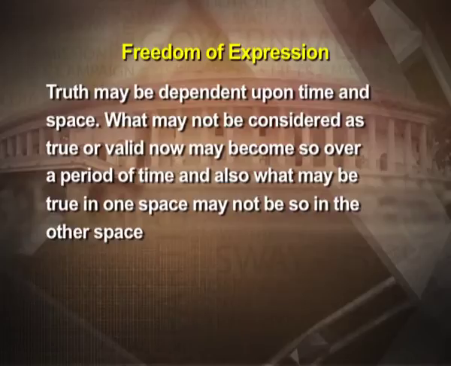So, what are the two important things that we can learn out of this explanation? These are that truth may be dependent upon time and space. What may not be considered as true or valid now may become so over a period of time, and also what may be true in one space may not be so in the other space. A variety of social, legal, political constraints act upon people in different situations, in different time and spaces.